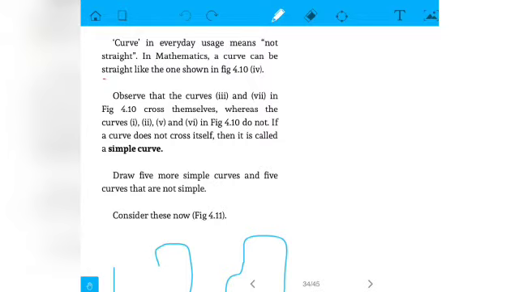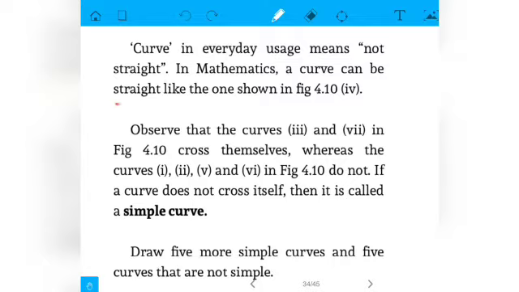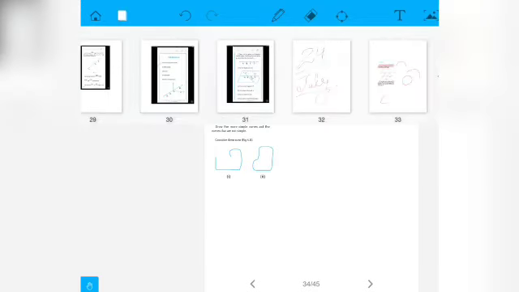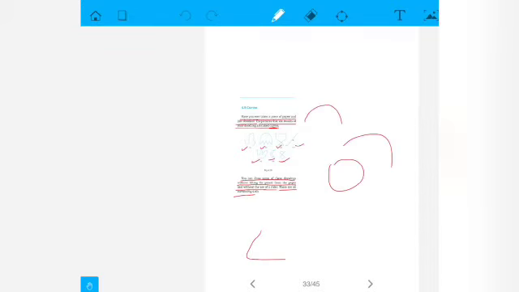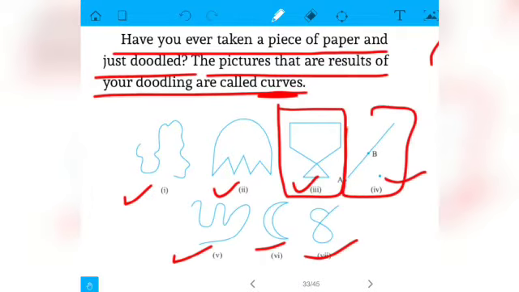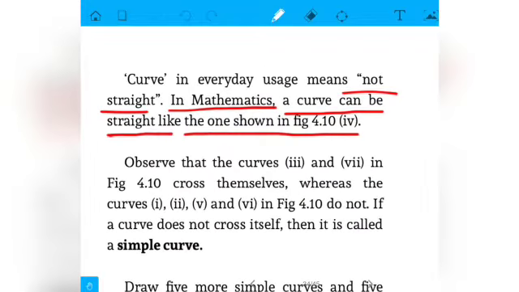Curves in everyday usage mean not straight. But in mathematics a curve can be straight, like the one shown in figure 4.10. You will see over here this one and this one. These are still not curved, but they are called a curve. This portion also is called a curve. So in mathematics a curve can be straight like the one shown here.